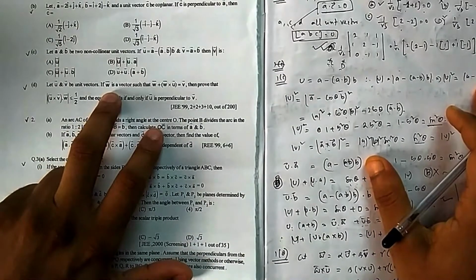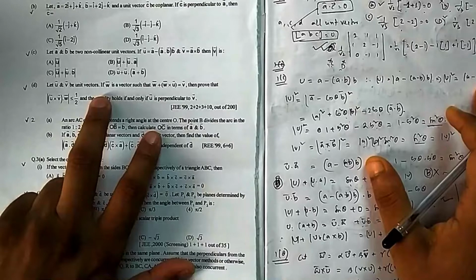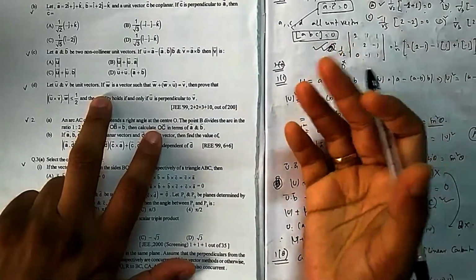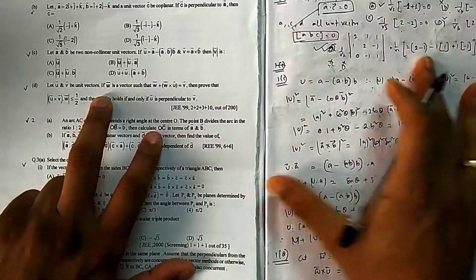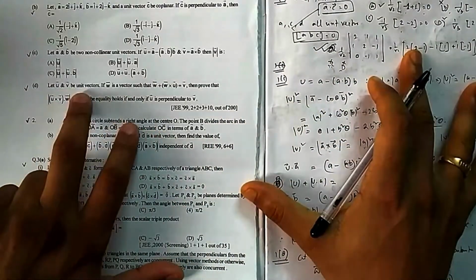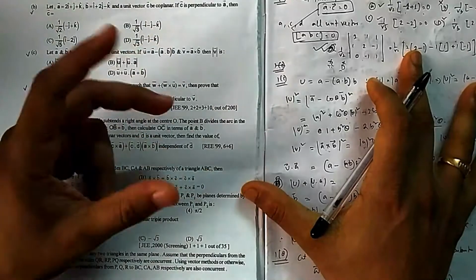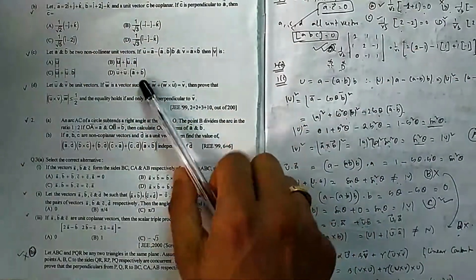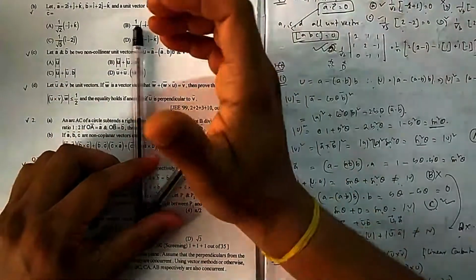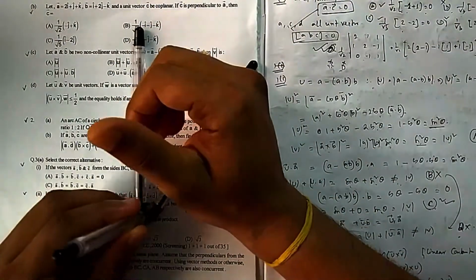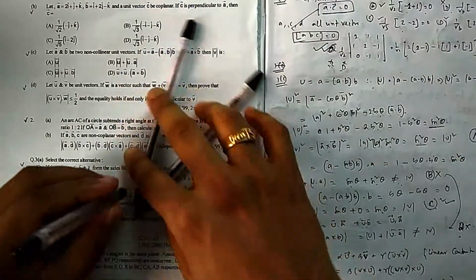Any vector can be represented by a linear combination of 3 non-coplanar vectors. And what are those 3 non-coplanar vectors? One is U, one is V, and another one is U cross V. Because U and V can be planar, but if you take U cross V, it will be somewhere here, perpendicular. So these 3 will always be non-coplanar.